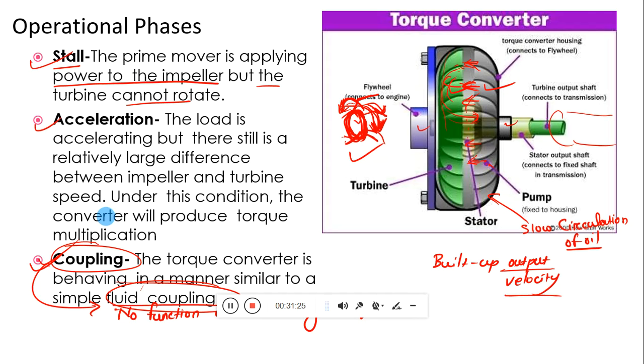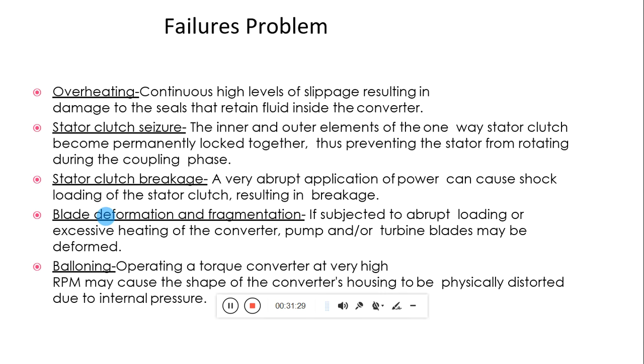Okay, so I think you have understood the operation of the torque converter. Okay, and we will also talk about the failures. Okay, overheating obviously. Continuously high levels of slippage result in damage to the seals and retaining the fluid inside the converter. Sometimes the torque converter has to be rebuilt in a workshop by opening its casing.